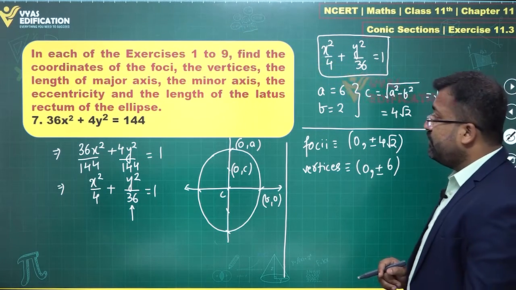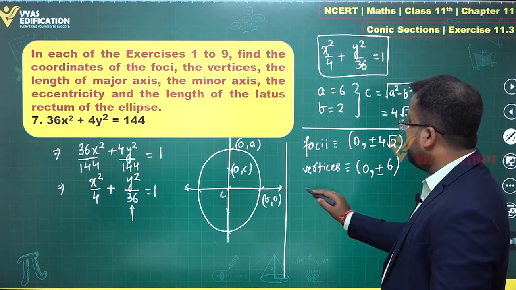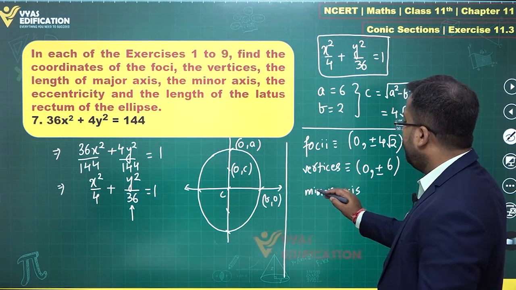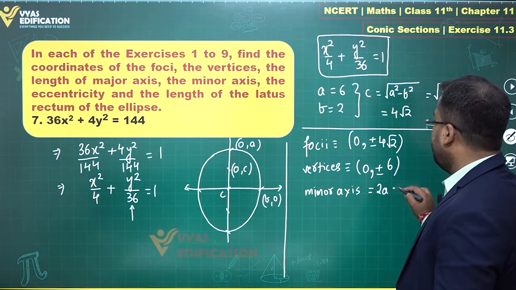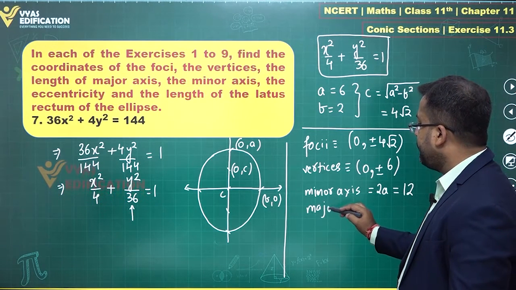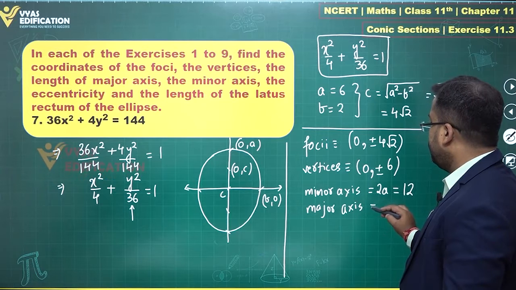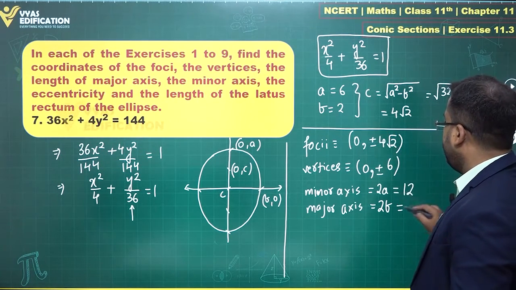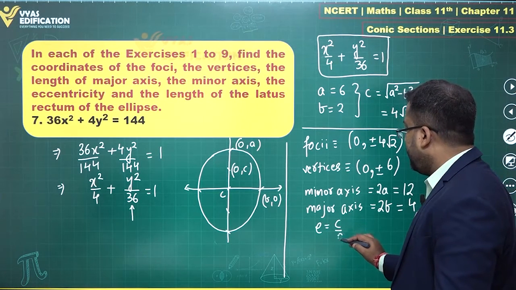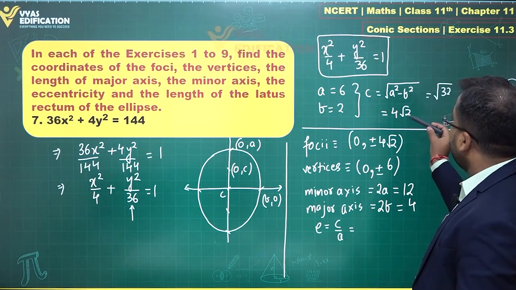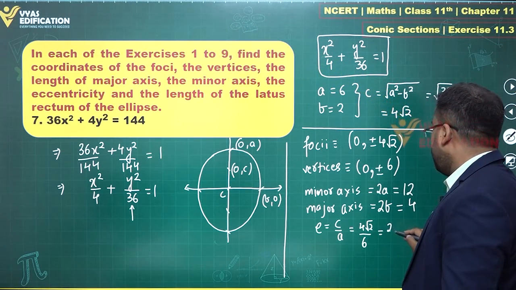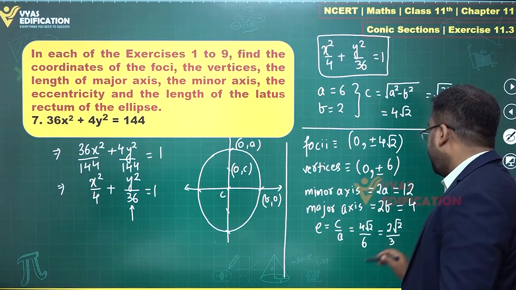Foci and vertices, once you have found those things, the next thing that you need are major axis, which is equal to 2a, and that becomes 12. The next thing is minor axis, which is equal to 2b, and that becomes equal to 4. Eccentricity, which is equal to c upon a, and that becomes equal to 4 root 2 upon 6, which is 2 root 2 upon 3.